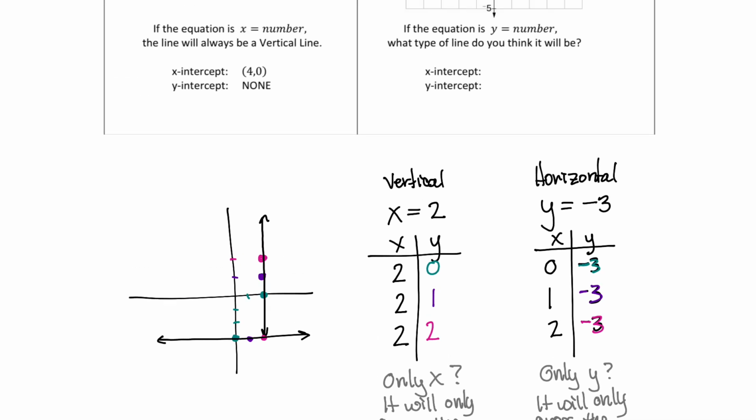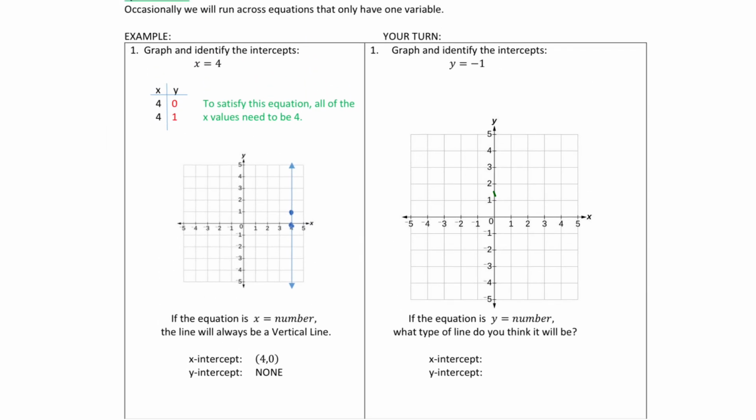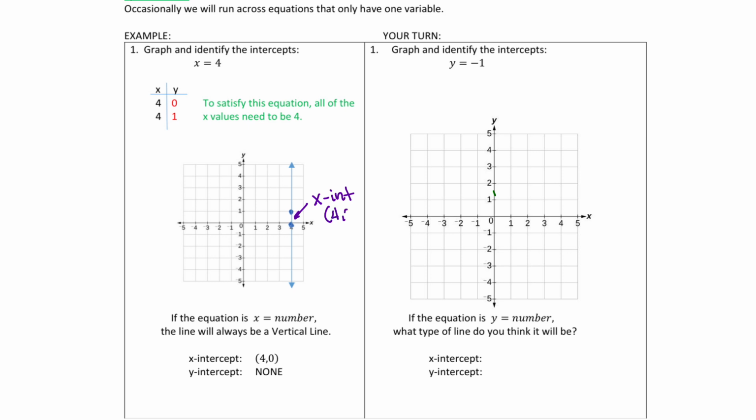So now let's go back up top. Graph and identify x equals 4. It will only cross the x-axis at 4. There it is, up and down. Identify the intercepts. This is the x-intercept, and it is at 4, 0. And the y-intercept does not exist. There is none, because it doesn't ever cross the y-axis.